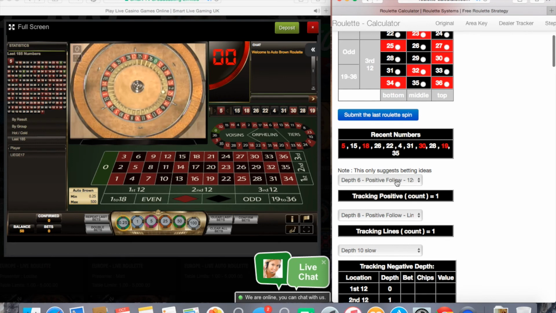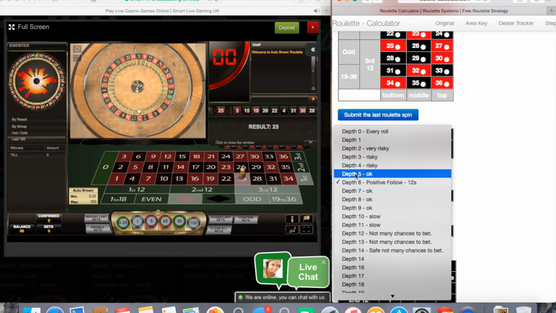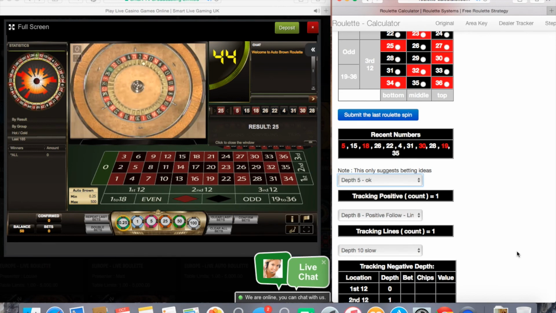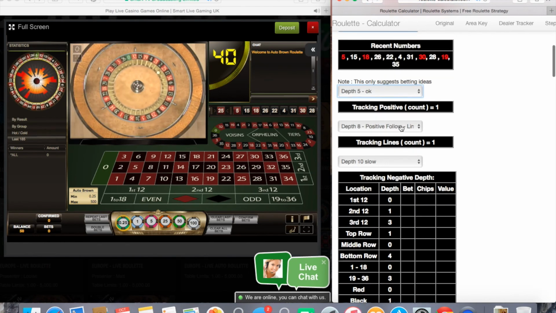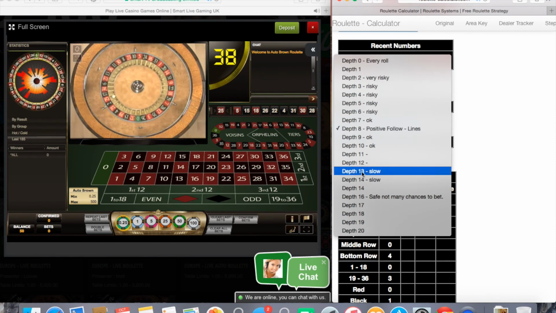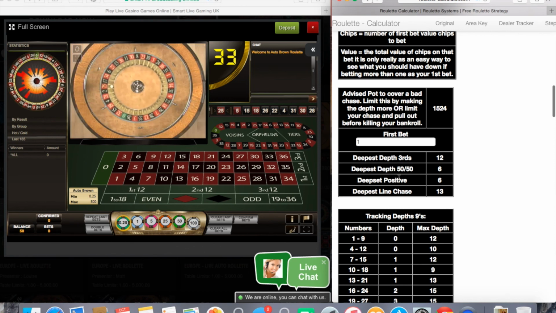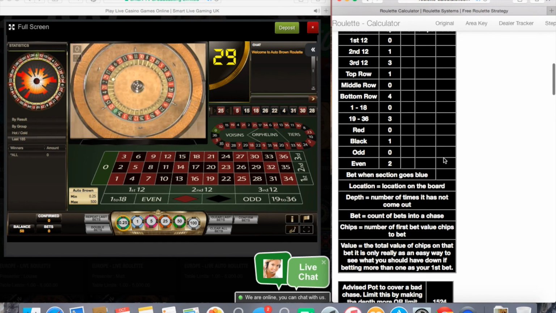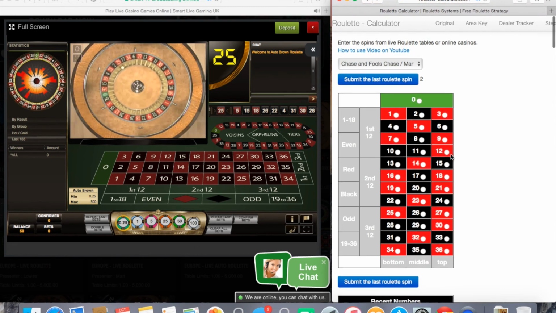Okay, so if you look up here, I can then change the positive down to a depth of 5 because the deepest it's gone is 6. So that means I can bet on a depth of 5, 6, 7, and 8. The positive there I'm going to put at 13 because it's gone to a depth of 12. And the negative I will leave at 10.